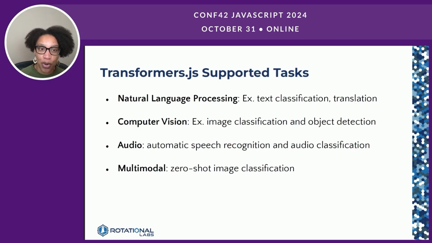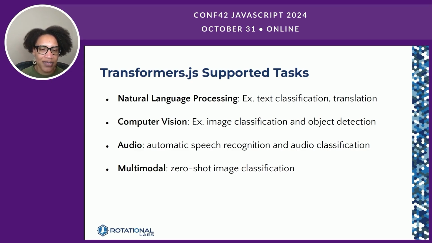Some of the tasks that are supported by Transformers.js include natural language processing or NLP, such as text classification and translation; computer vision with image classification and object detection; automatic speech recognition and audio classification. And we also have multimodal tasks that are supported. So an example of that would be zero-shot image classification.